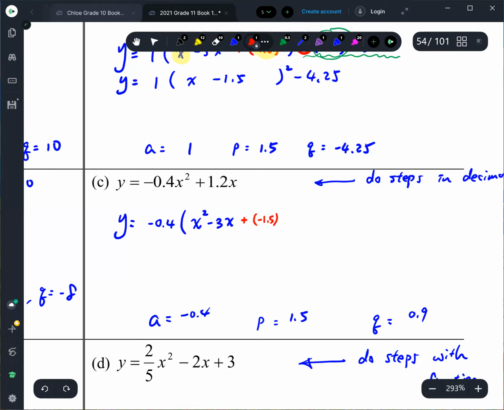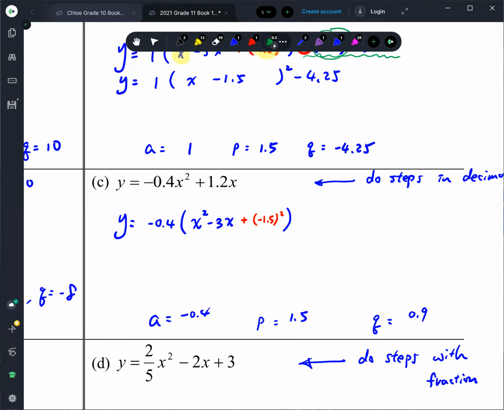Do you know why it's negative? Yeah, because negative 3x. What else am I missing? Squared. Yeah. Go on. And then bracket. And then it's minus bracket negative 1.5 squared bracket and then times by negative 0.4. Very good. Okay.